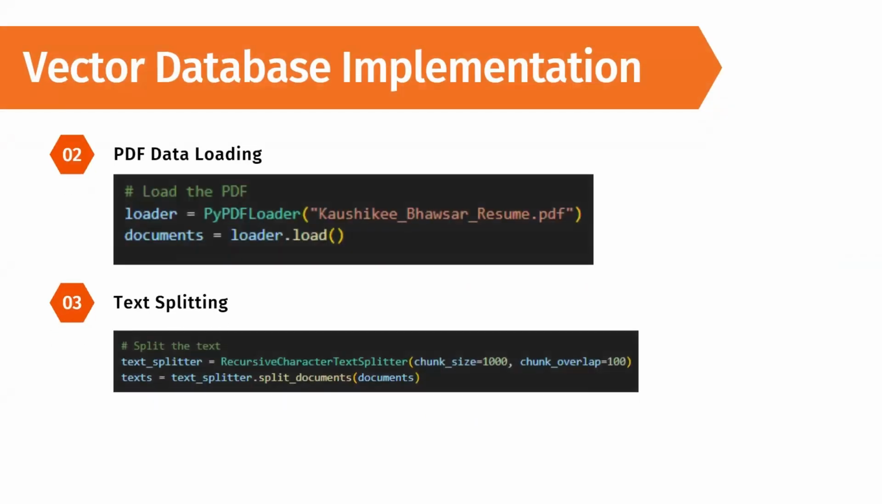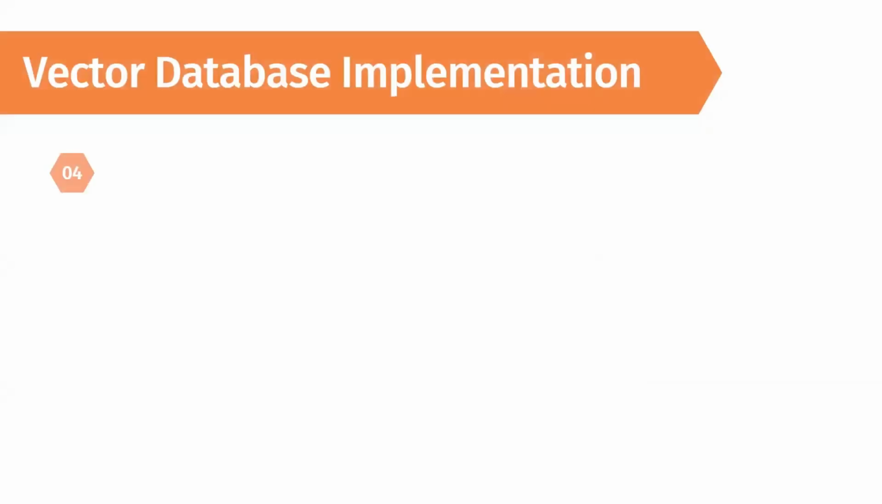Now, step 2 is PDF data loading. I used PyPDF loader from Langchain to load the resume dataset PDF. This step ensures that all the text content needed for the vector database is accessible. Now coming to step 3, text splitting. With the recursive character text splitter, I divided the loaded text into manageable chunks, optimizing them for the embedding process.